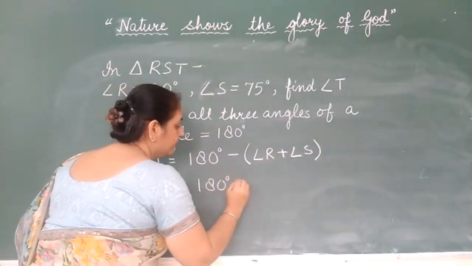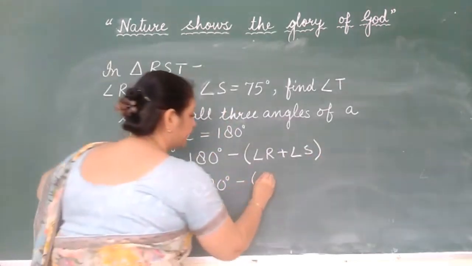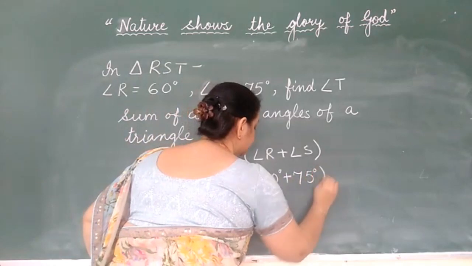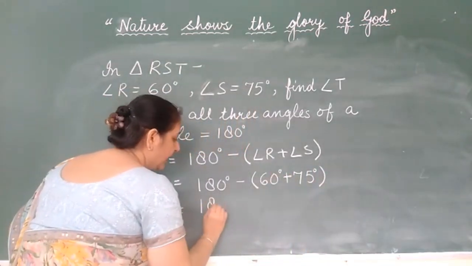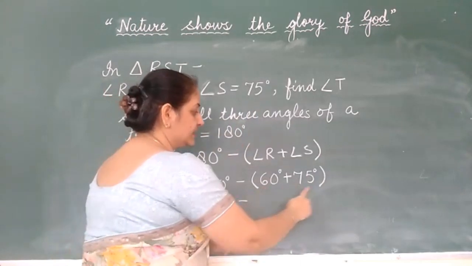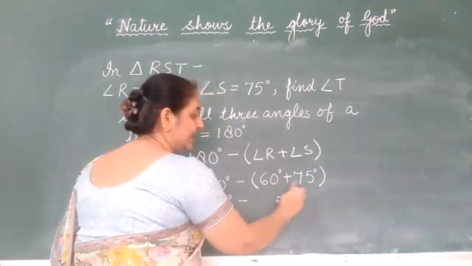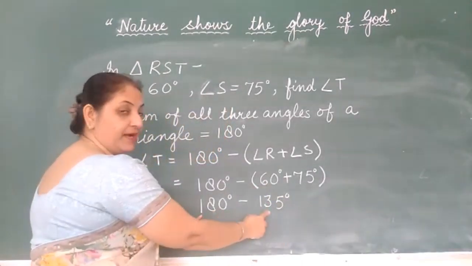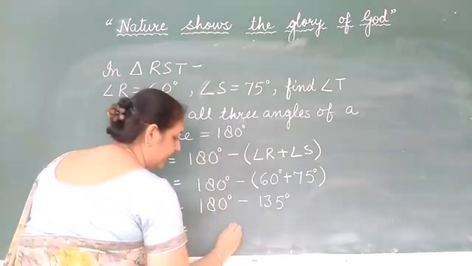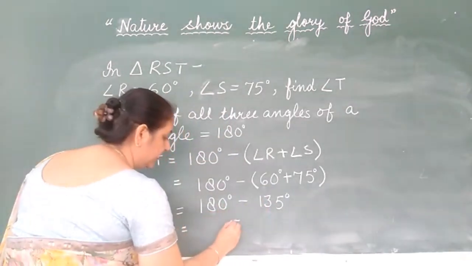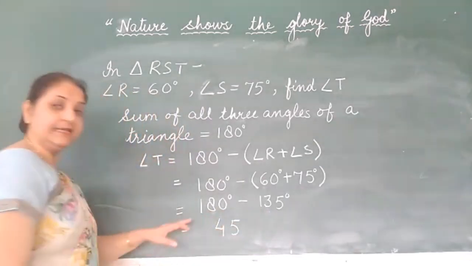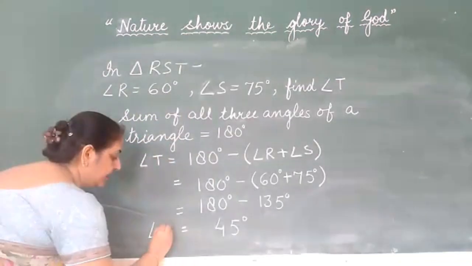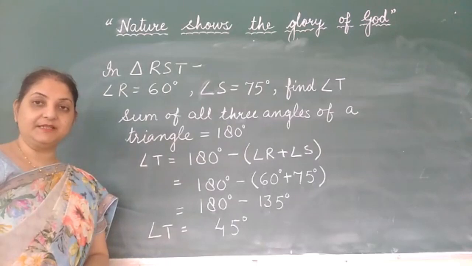So 180 degree minus the sum of 60 degree plus 75 degree. So 180 degree minus sum of these two, 5 plus 0 is 5, 6 plus 7 is 13, 135 degree. So 180 degree minus 135 degree, 10 minus 5 is 5, 7 minus 3 is 4 and 1 minus 1 is 0. That means the measurement of angle T is 45 degrees.